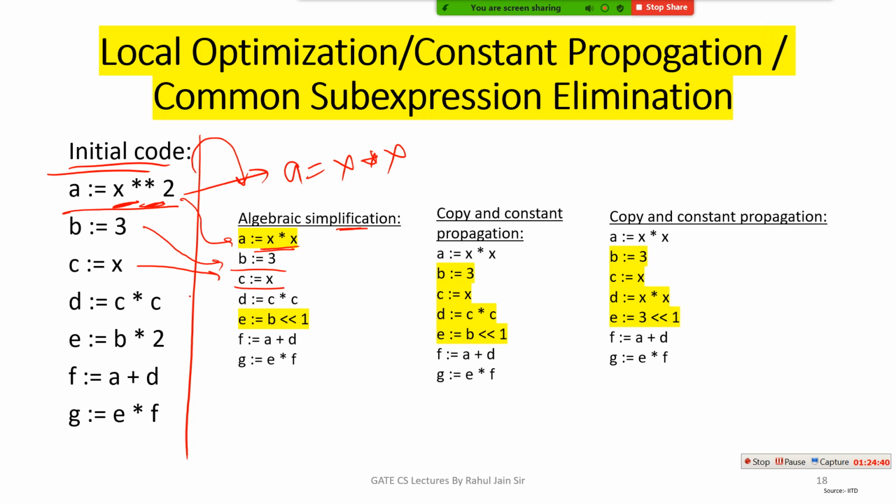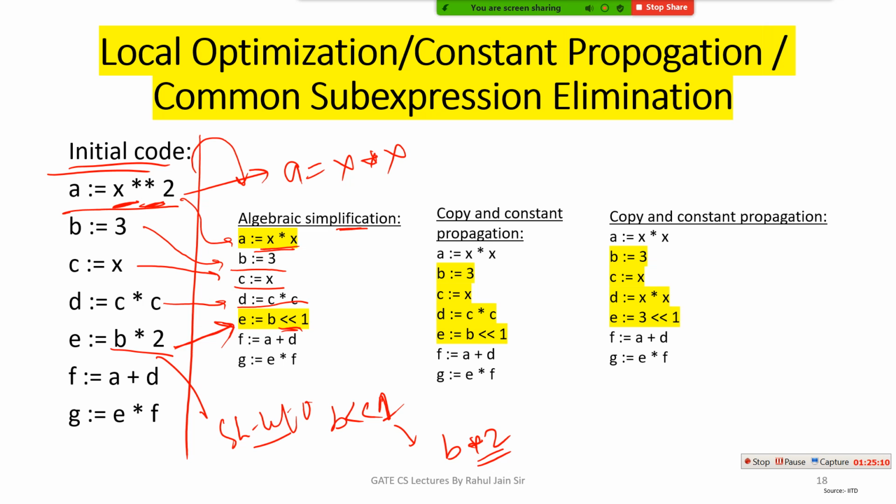C equals x remains the same here, and d equals c into c remains the same here. But b into 2, I am replacing with a shift left operator, because b shift left 1 will output b into 2. So I can replace b into 2 with the shift left operator, because the strength of the shift left operator is lower than multiplication. So I can write it like this.